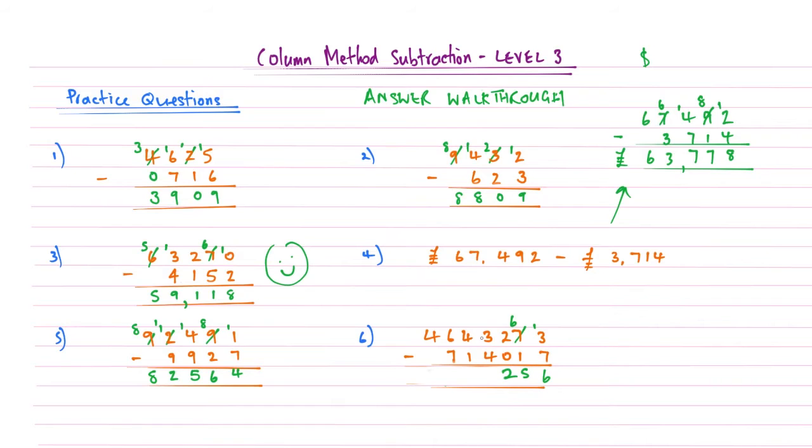Nothing changes. Thousands column, 3 subtract 4, can't do. Borrow. Becomes a 3. 13 take away 4, that gives me an answer of 9. 3 take away 1 is 2. 6 take away 7 again, can't do. So we're going to borrow. 16 take away 7, that gives me a 9. And then 3 subtract nothing, I'm writing it in this time, gives me an answer of 3. So then this gives me an answer of 3,929,256.